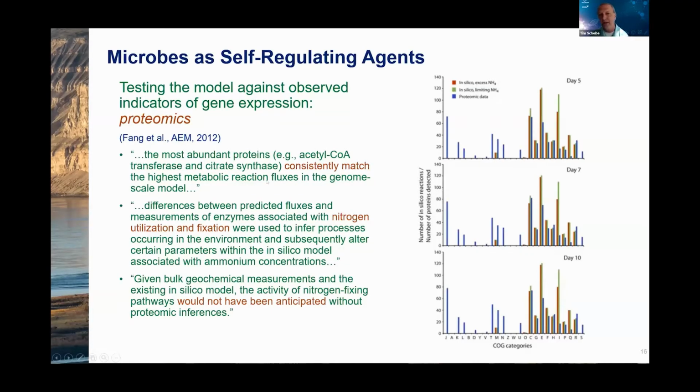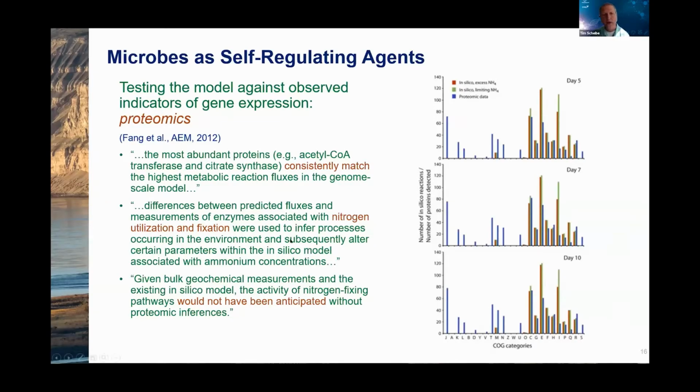And so they concluded in their paper that the most abundant proteins consistently match the highest metabolic reaction fluxes predicted by the genome scale model, which was encouraging. However, you can see there are also some differences here, and most of those differences were associated with nitrogen processes, nitrogen utilization and fixation. And strangely enough, the microorganisms out in the field were actually performing nitrogen fixation, which is a metabolically expensive process, even though there was abundant ammonium available, at least apparently.